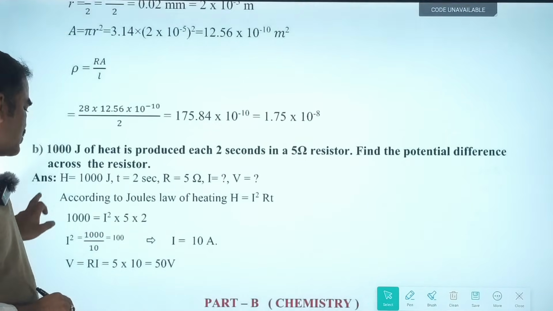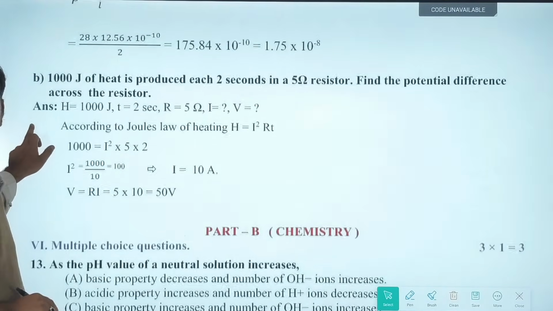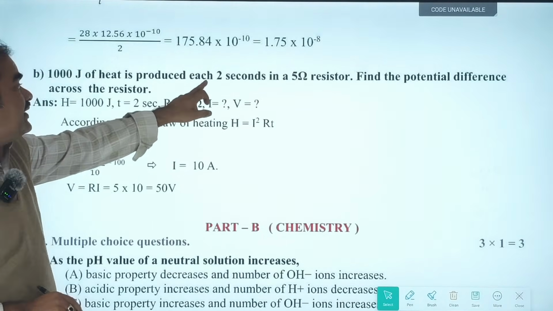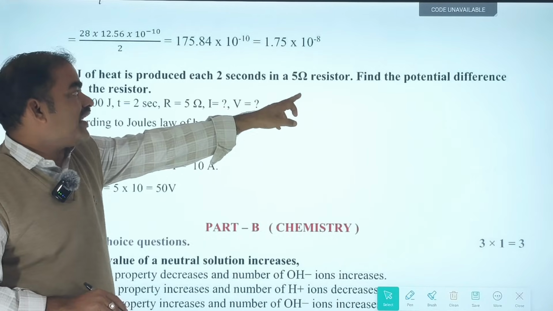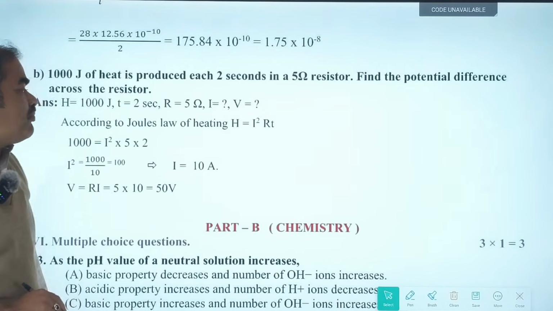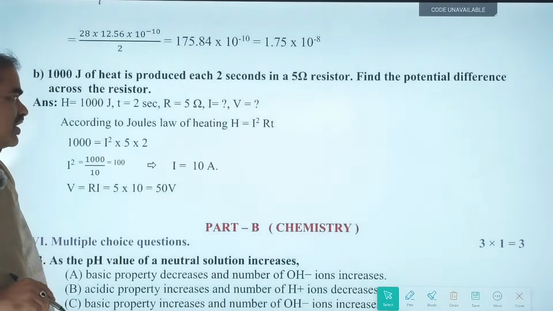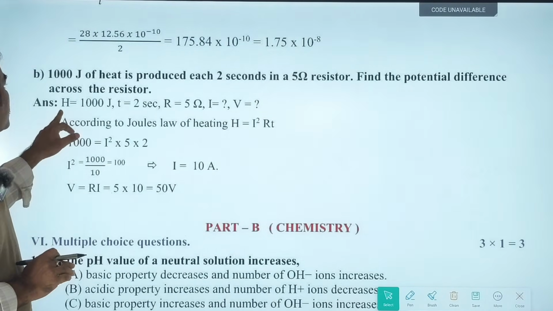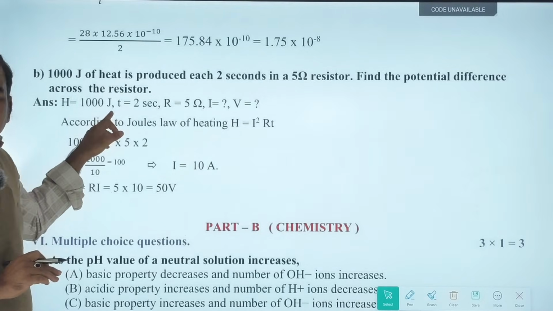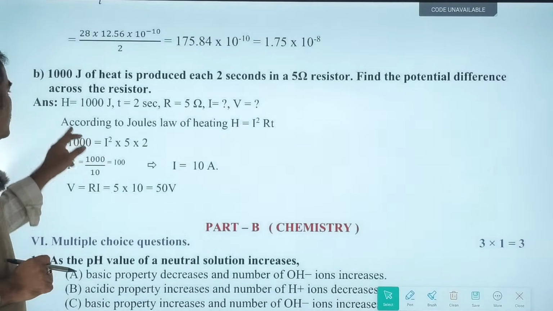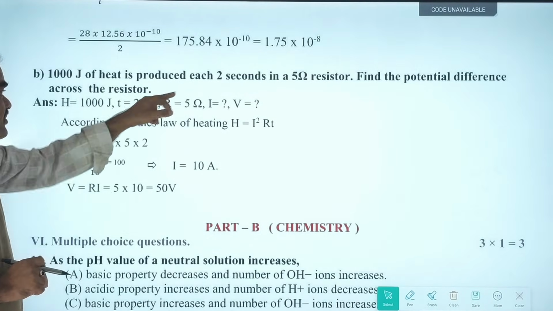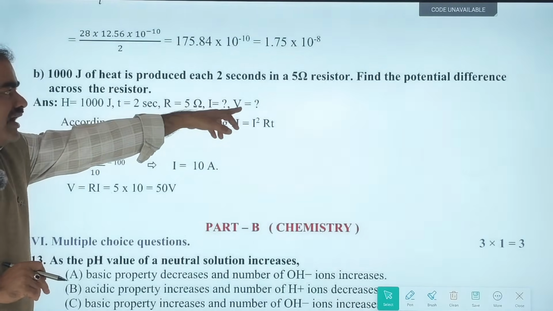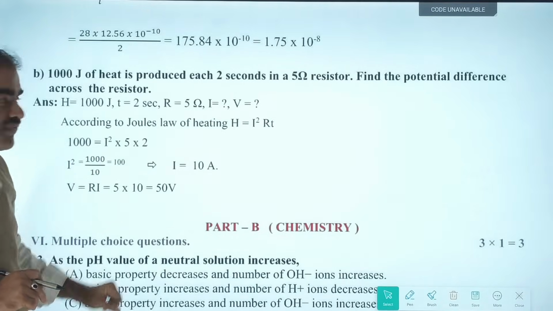Okay, coming to the next question, the last question of this model question paper, the fourth one. 1000 joules of heat is produced each 2 seconds in a 5 ohm resistor. Find the potential difference across the resistor. First you have to write the given. H, heat, is measured in joules. So H is given as 1000 joules, time is given as 2 seconds, resistance is given as 5 ohms, current you have to find, and potential difference, that is voltage, you have to find.